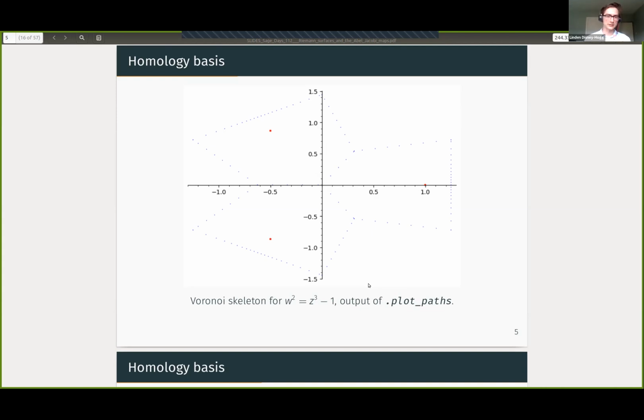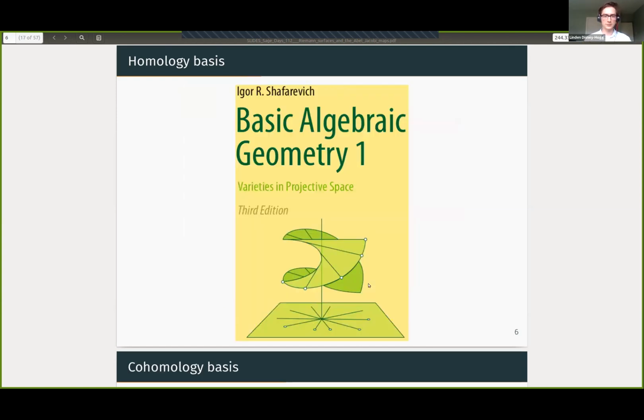You can hopefully see these little blue dots, which are then going to be this Voronoi skeleton downstairs, and then one will need to lift it up. So here's a little picture, which I was going to make my own picture, then I decided that the cover of Shaferevich's book was just too nice, and so I thought I'd steal that quite blatantly. Hopefully you can see down at the bottom there's some sort of plane, and we're covering it above. There's some point where these all come together.